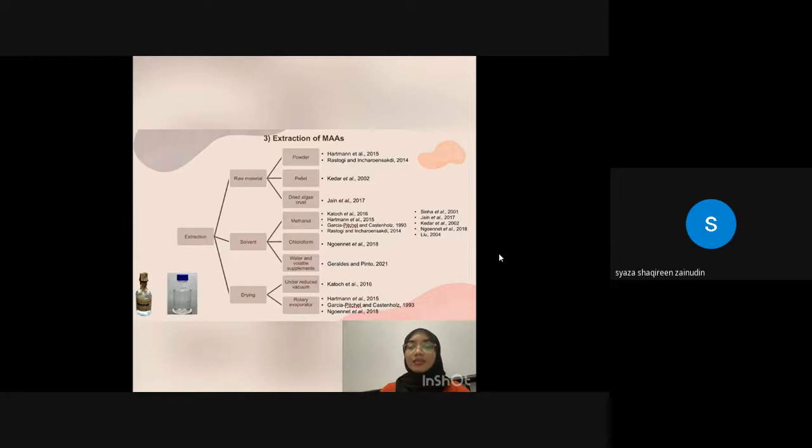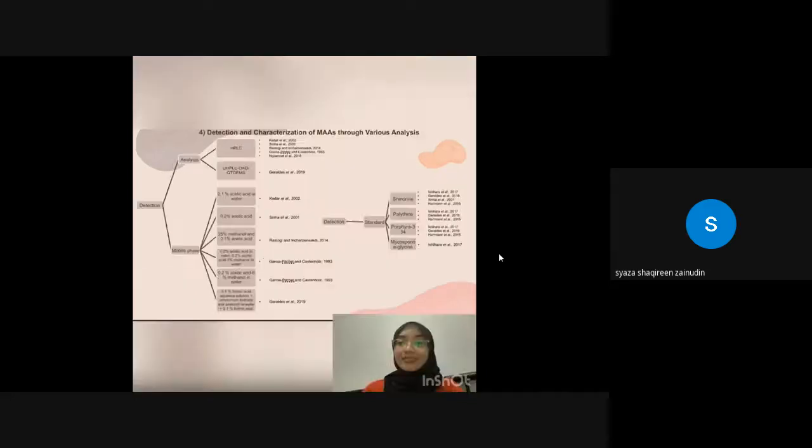After that, the lysate will be cleared out by centrifugation, and the supernatant will be collected and brought to dryness under reduced vacuum or using a rotary evaporator. And the dried out residue will be centrifuged before HPLC analysis. The solvents that had been used were methanol, chloroform, and or water with volatile supplements. The last step is to detect and characterize the MAAs.